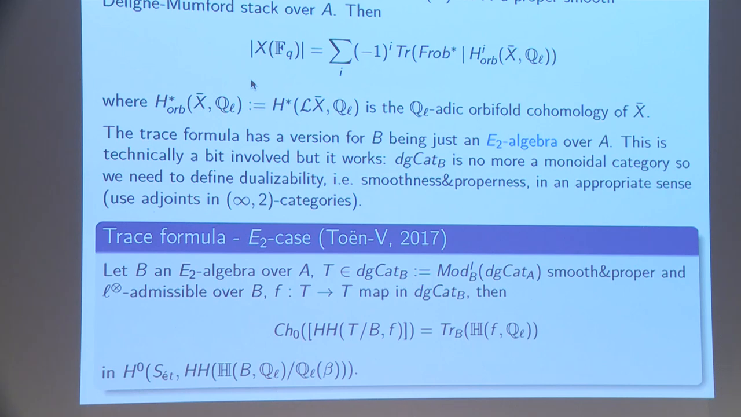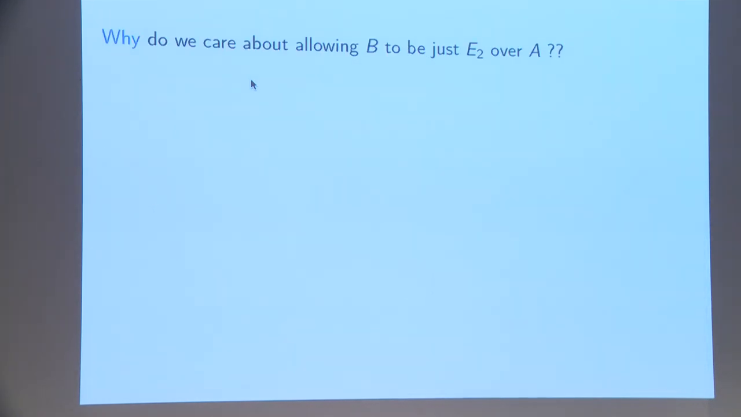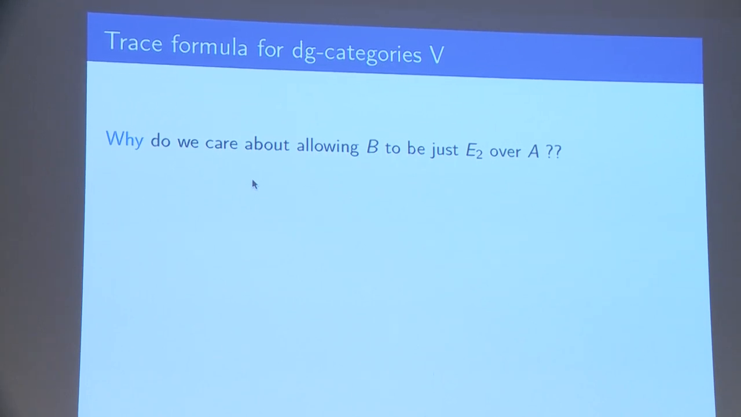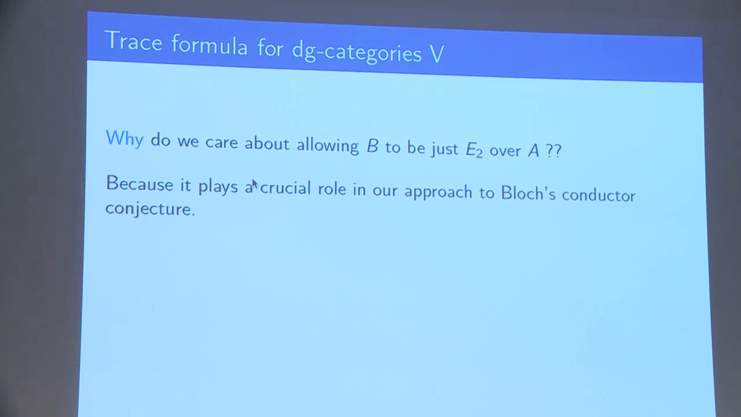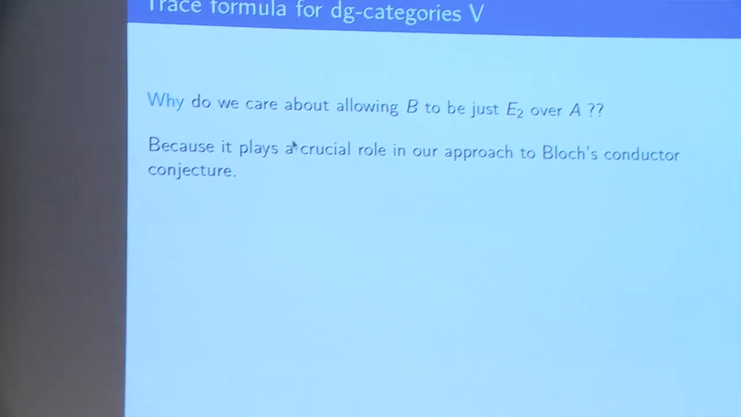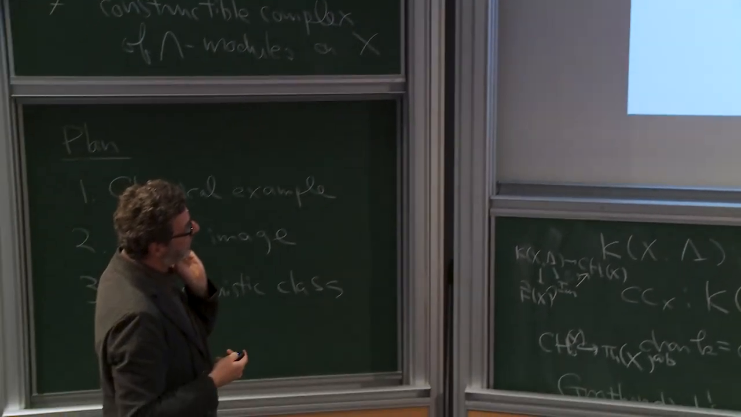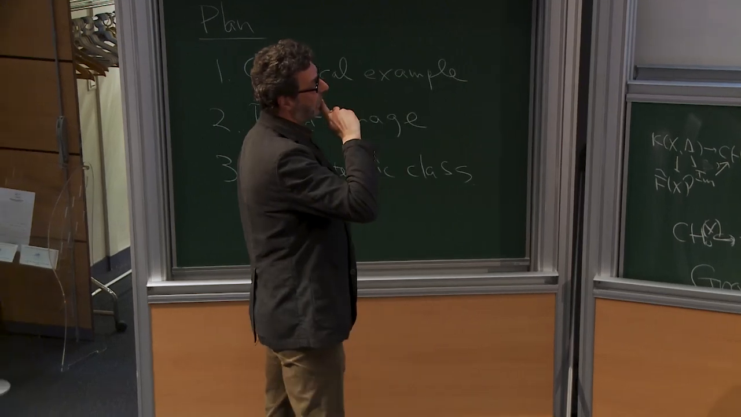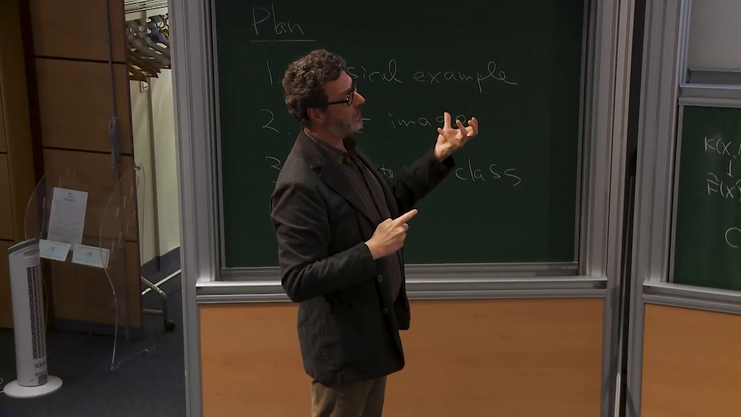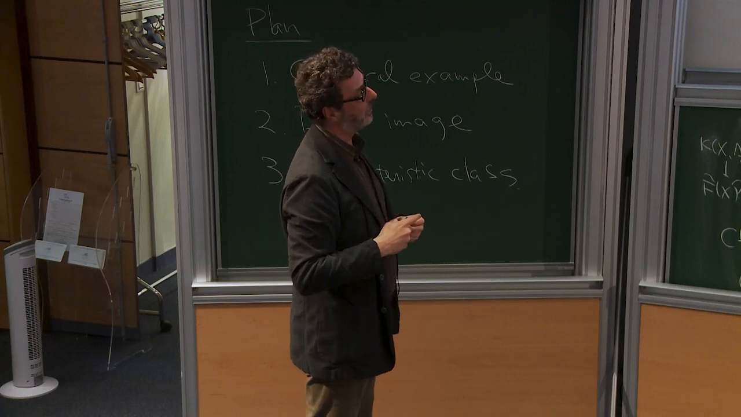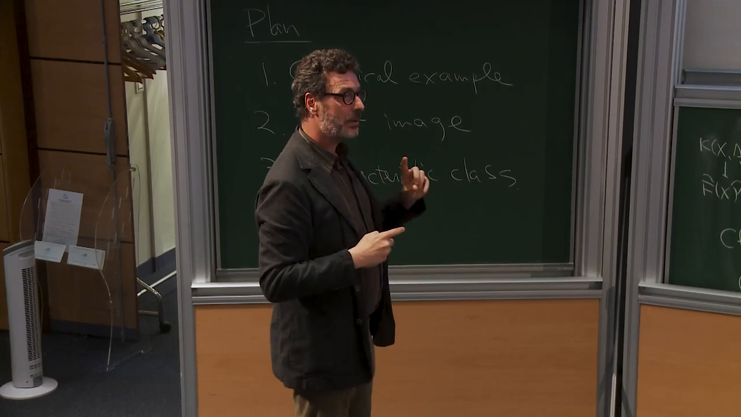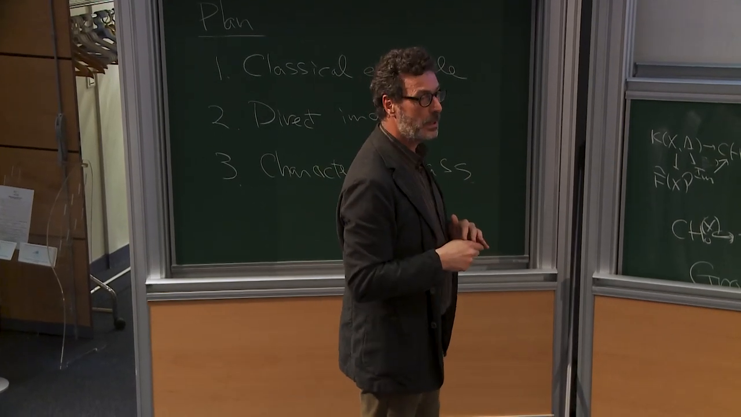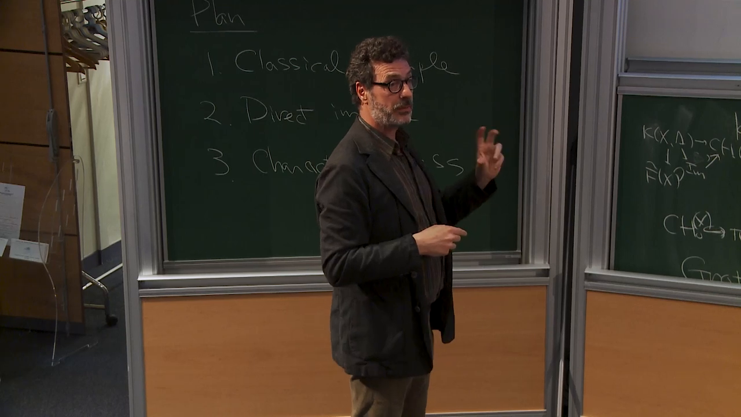Okay, this is the formula we have, and why do we care about allowing B to be just an E2 algebra? Well, the reason is very easy if you think about Marcus's talk. In the approach to Bloch's conductor conjecture, we want to take this DG category T to be singularities of X with respect to F. And this category, we know is two-periodic, so it has no chance to be proper over a base which is not itself two-periodic.